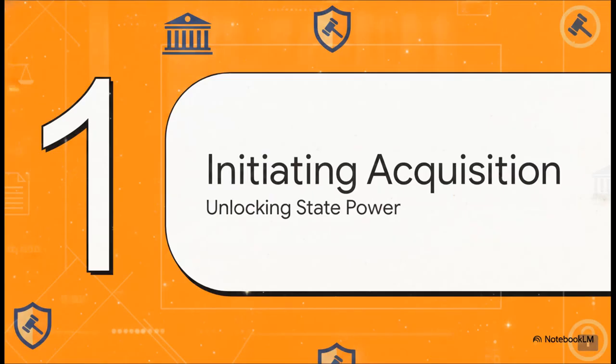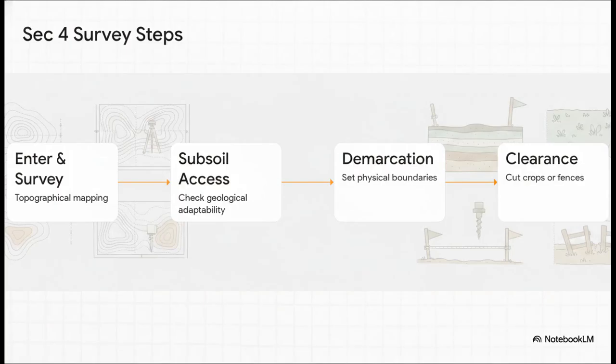Step 1. Initiating land acquisition. This is where state power is officially unlocked. Everything begins with Section 4. Think of this as the official starting gun. It legally authorizes the state to actually step in and breach private property rights for surveying purposes.